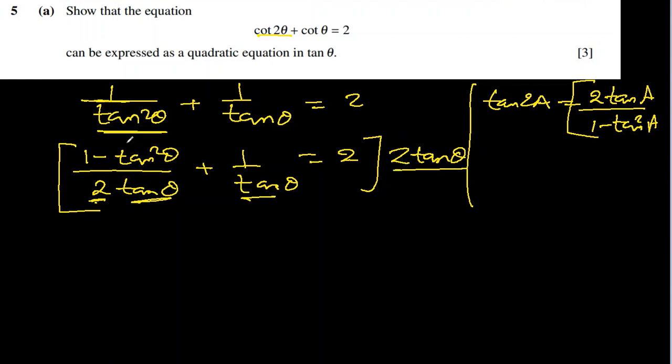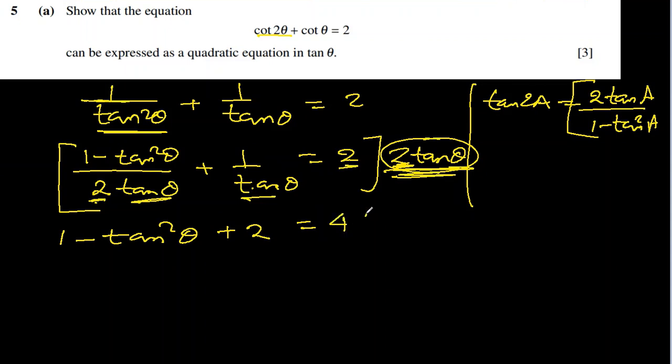Alright, so let's multiply this with the first term, where the denominator will cancel out with what we are multiplying with. So we'll be left with only 1 minus tan square theta here. Now, if I multiply this with the second one, tan theta will cancel out, but 2 will still be there. So I'll be left here with plus 2. And when you multiply 2 tan theta with just 2, it becomes 4 tan theta. The denominators are not there anymore.